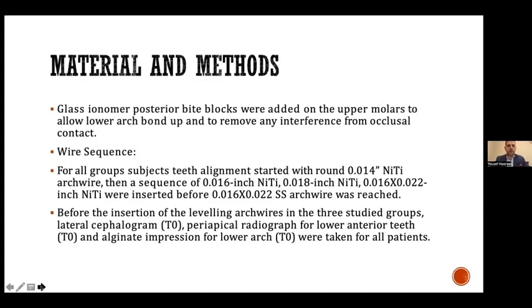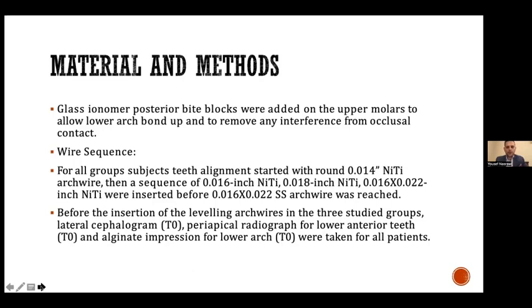And the wire sequence was, for all group subjects, teeth alignment started with around 14 NiTi archwire, then a sequence of 16 NiTi, 18 NiTi, and 16x22 NiTi were inserted before inserting 16x22 stainless steel archwire. Before the insertion of the leveling archwire in the 3 studied groups, a lateral cephalogram, which is the T0, was taken before the treatment, and periapical radiographs for the lower anterior teeth were taken also.